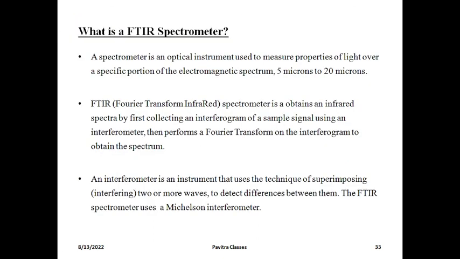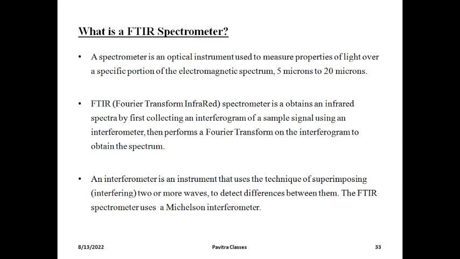Next is, what is FTIR? A spectrophotometer is an optical instrument used to measure the properties of light over a specific portion of the electromagnetic spectrum. So in a very small range, 5 microns, 20 microns, like that, in the FTIR spectrometer you can get very low ranges also. So the Fourier transform infrared spectrometer obtains an infrared spectrum by first collecting an interferogram of a sample signal using an interferometer. So in this, interferometers are there. In the dispersive machine, interferometers will not be there.